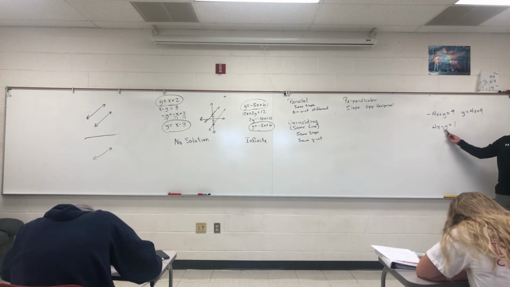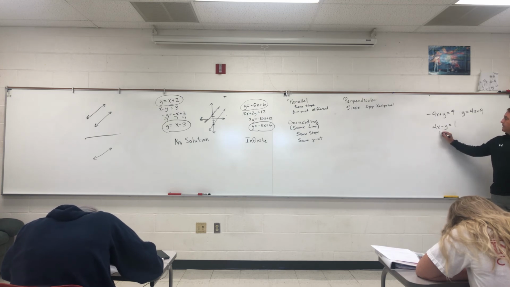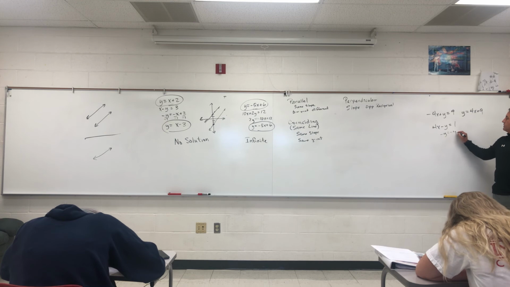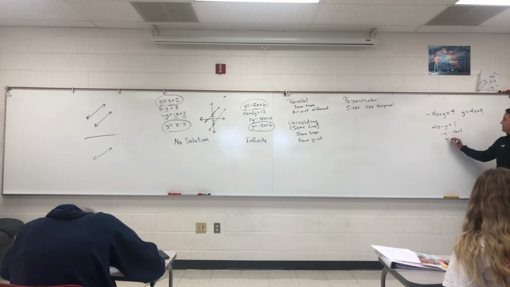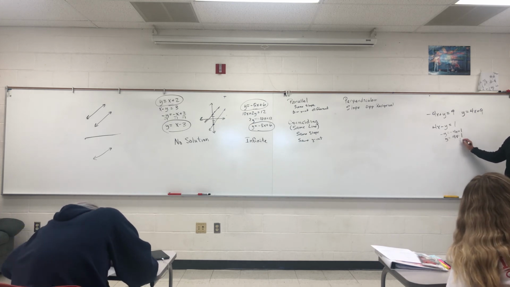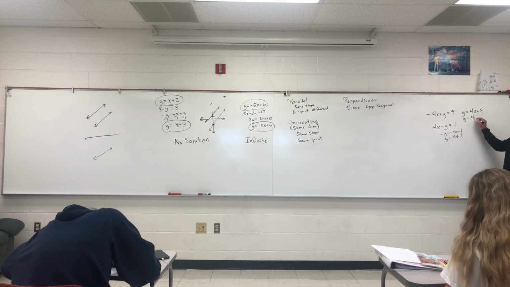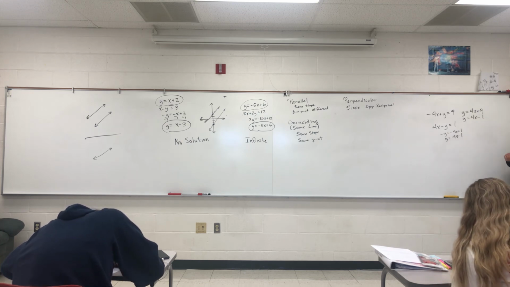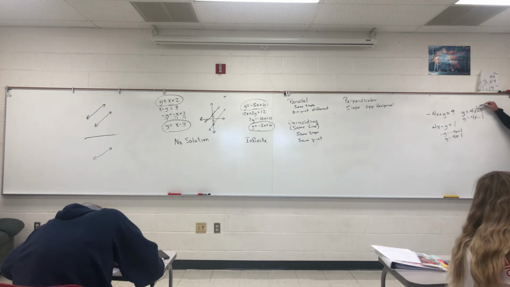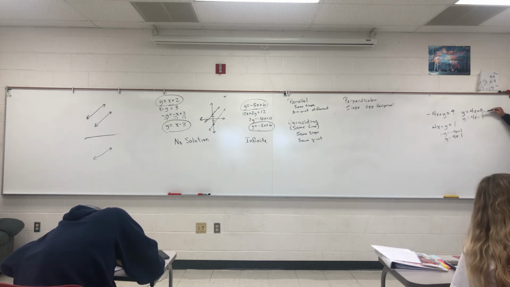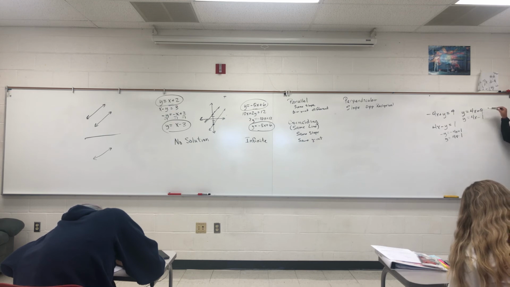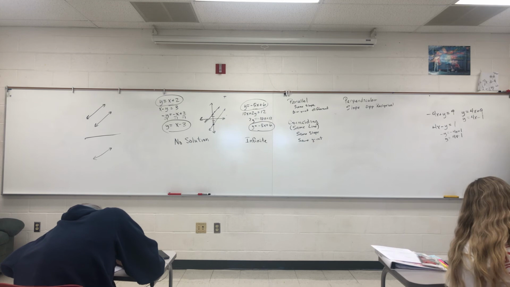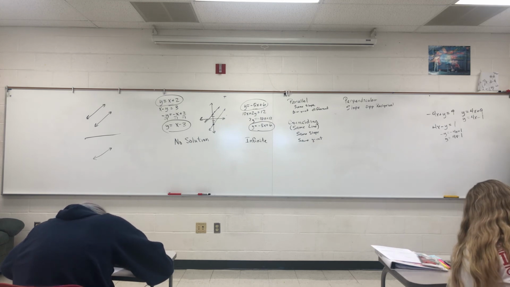Now this one, that negative can confuse you. Probably the best way to think of it is this: if you move the 4x over, you have this. Now divide by negative 1. So you have that. So the top one becomes y equals 4x plus 9. The bottom one becomes y equals 4x minus 1. Slopes are the same. Y-intercepts are different, so this one is parallel. Does that make sense, everybody?